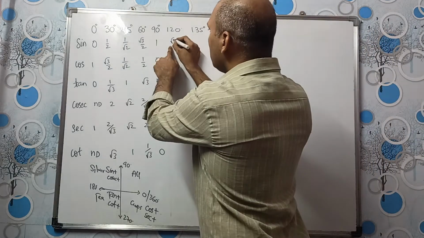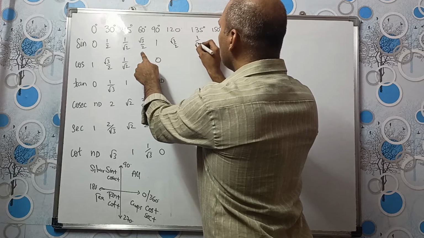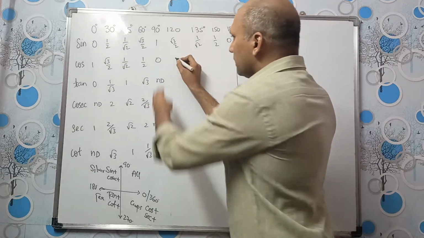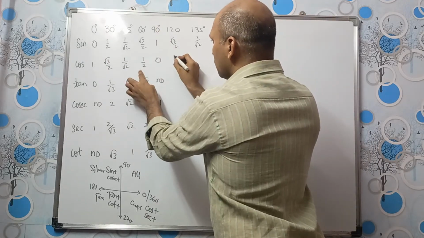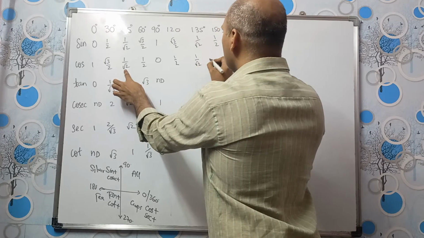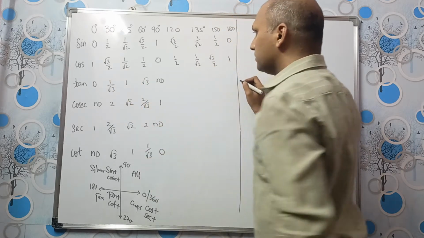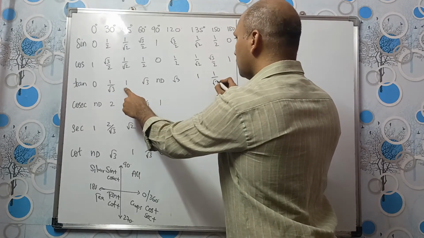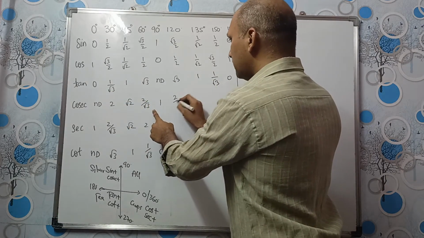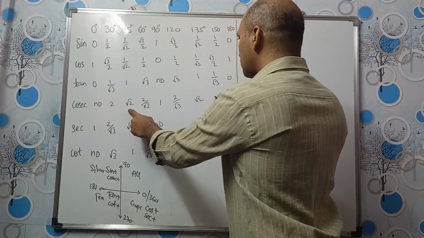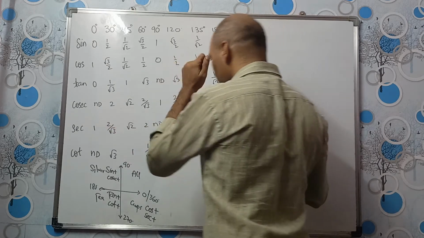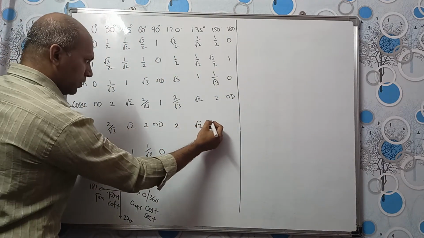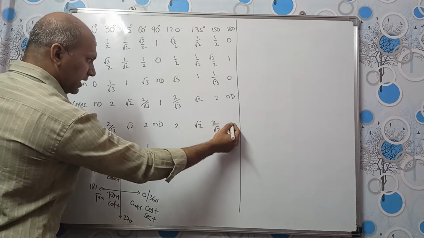So here what do we have now? Root 3 by 2, here 1 by root 2, here 1 by 2 and 0. Okay, here see, place the mirror here, so this 1 by 2, 1 by root 2, root 3 by 2 and 1. Here this will be root 3, 1, 1 by root 3 and 0. And here 2 by root 3, this is root 2, 2 and not defined, right? If you place the mirror here, these values will be 2, root 2, 2 by root 3 and 1.